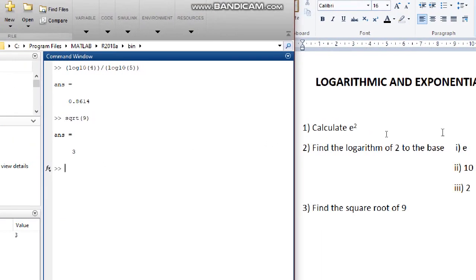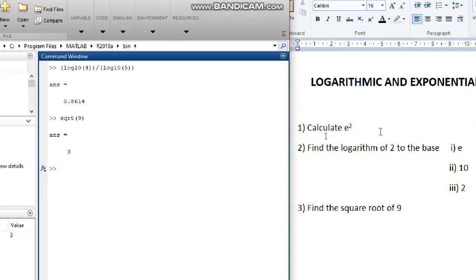You can do basic operations in MATLAB with logarithmic and exponential functions. So without wasting time, let us move to complex numbers.